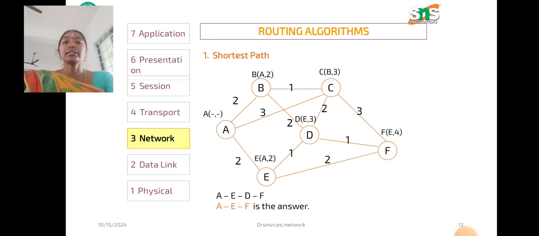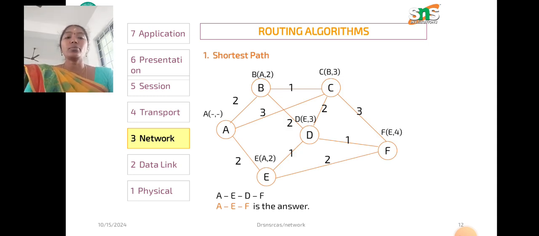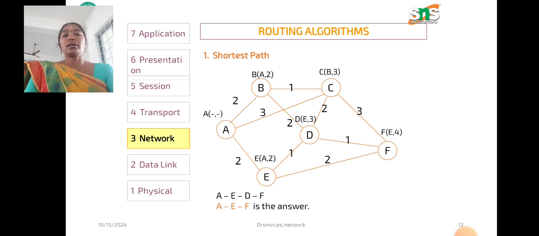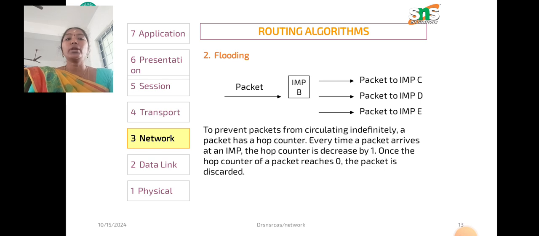So here this is a routing algorithm. This is already seen in maps, that is the shortest path. We have nodes A, B, C, F, and we have to reach F. So how are we going to reach F? We find which is the shortest path. A, E, D, F is one way we can pass through, but A, E, F is the answer, which is the shortest path we have to find. Flooding is where the packets are circulated and the hop count decreases by one.